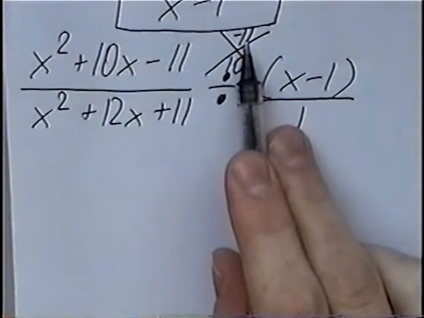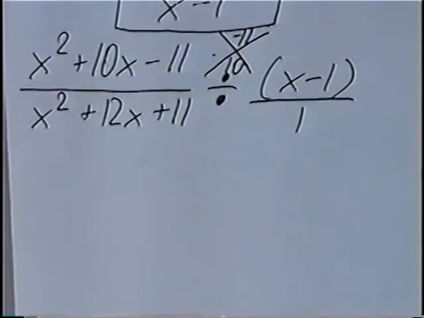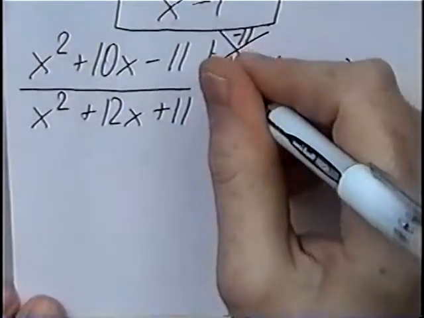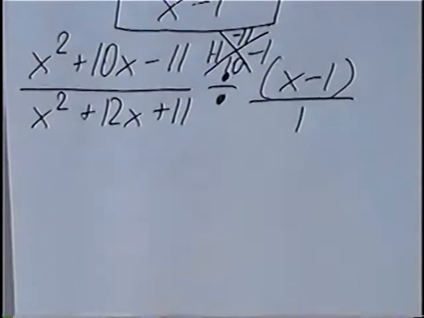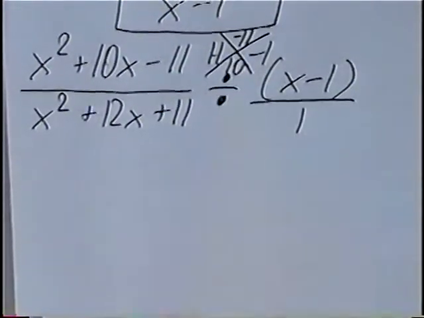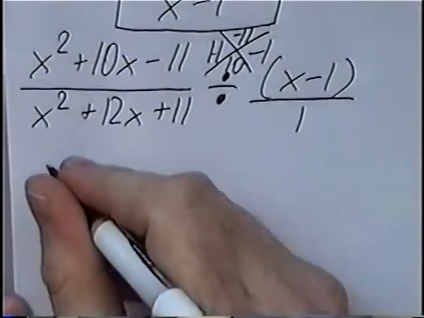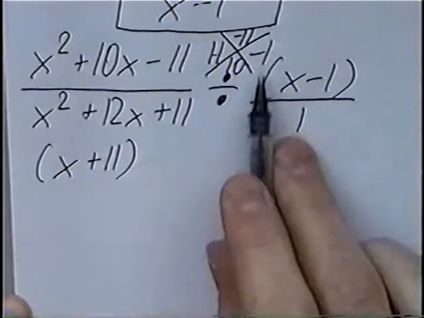Two numbers that multiply to get negative 11 and add to get positive 10. Those numbers will be 11 and negative 1. 11 times negative 1 is negative 11, and 11 plus negative 1, or 11 minus 1, would be 10. So the factors would be x plus 11 and x minus 1.